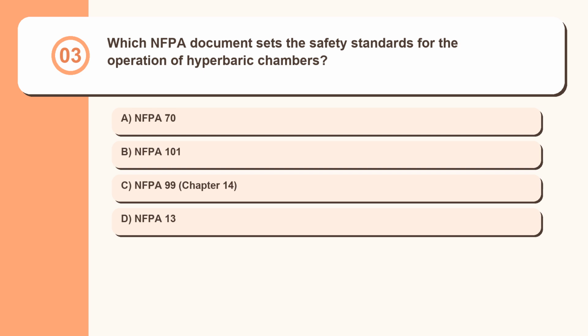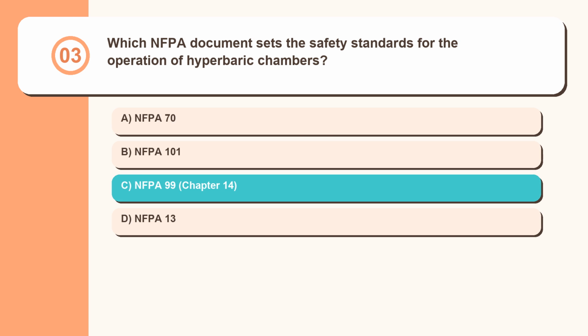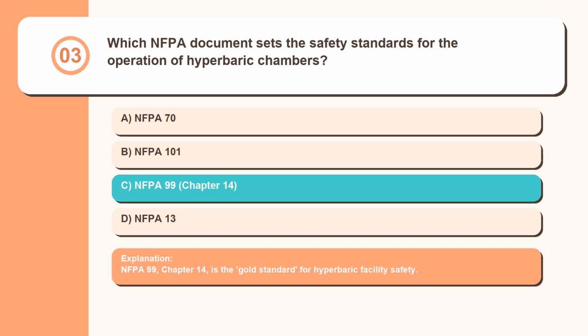Question 3. Which NFPA document sets the safety standards for the operation of hyperbaric chambers? NFPA 70, NFPA 101, NFPA 99, Chapter 14, NFPA 13. NFPA 99, Chapter 14, is the gold standard for hyperbaric facility safety.